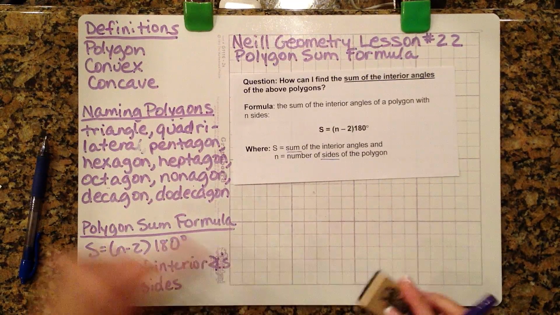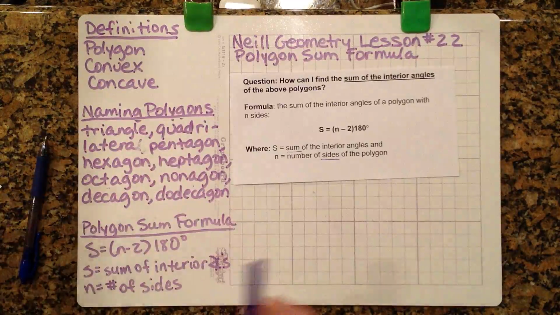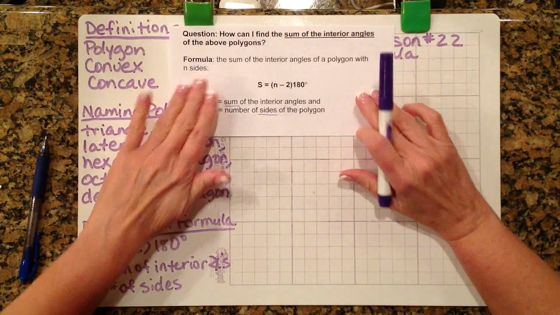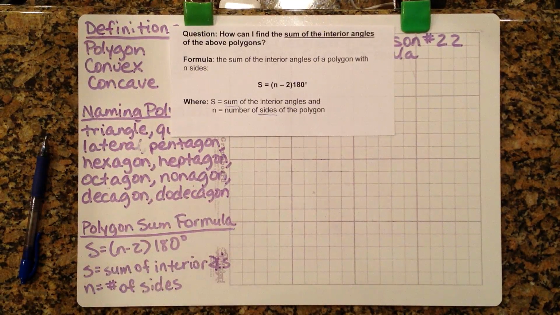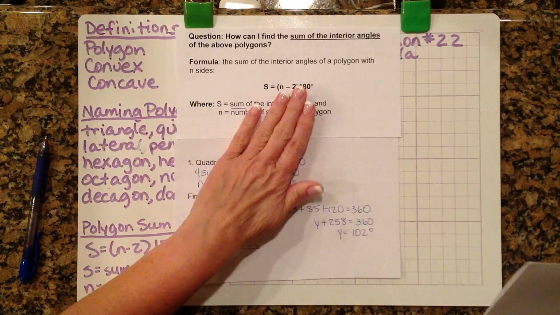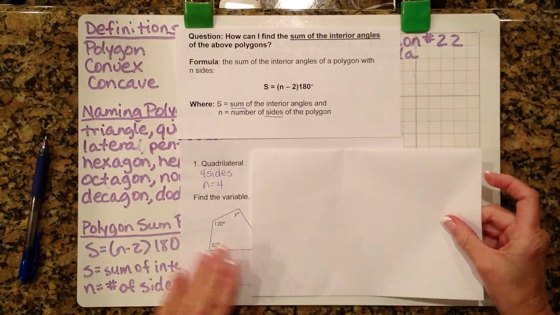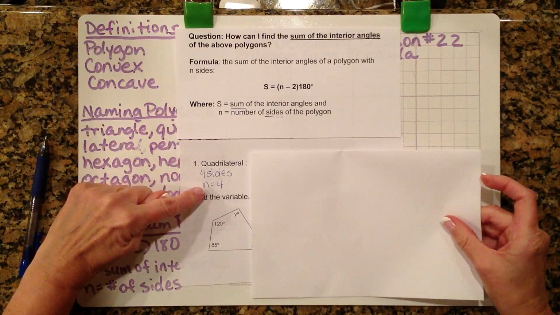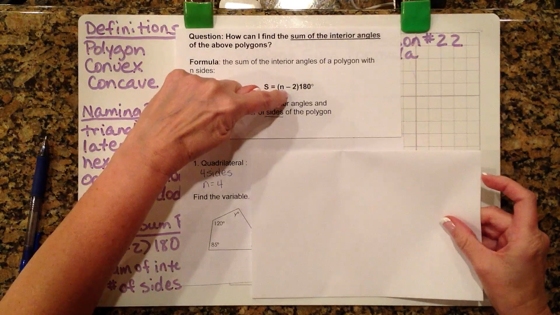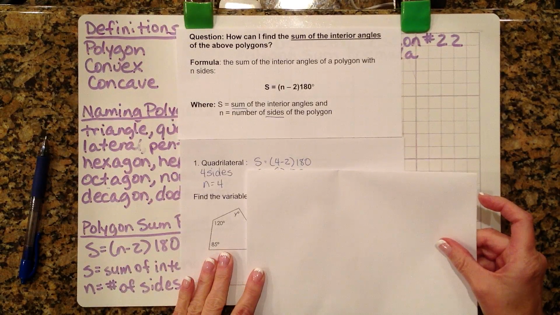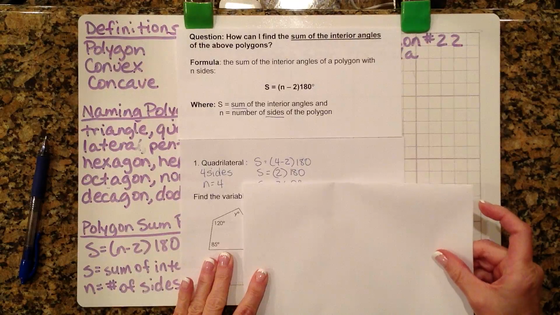But let's go on, and let's work some of these right here by using the formula n minus 2 times 180. Okay, I'm going to put this up here, and let's look at a quadrilateral. If you need to, stop the video and write this down. If I have a quadrilateral, I know that's 4 sides and n is 4. So I'm going to put 4 right there in my formula. I wrote it down. Okay, get 2 times 180.